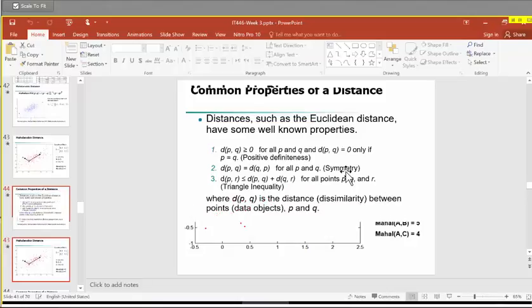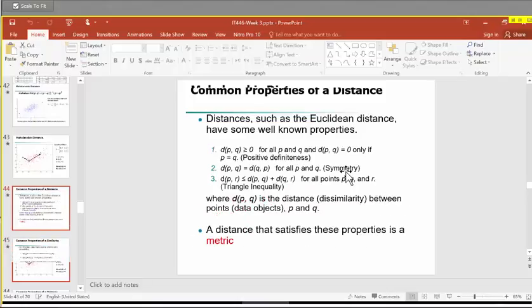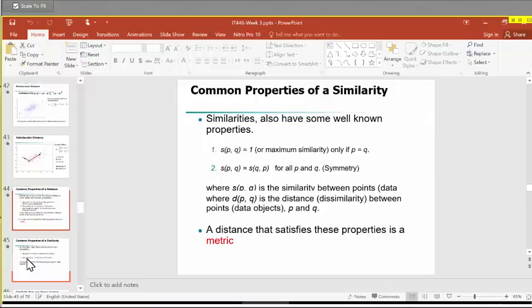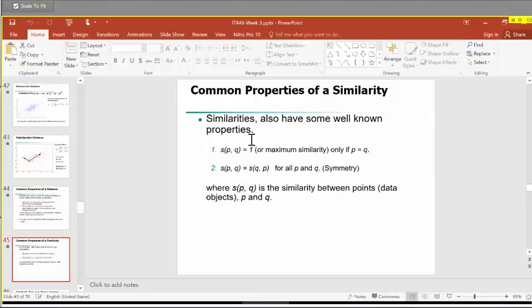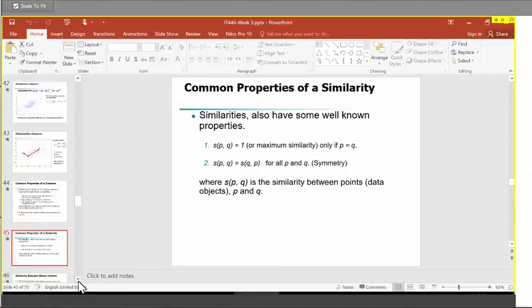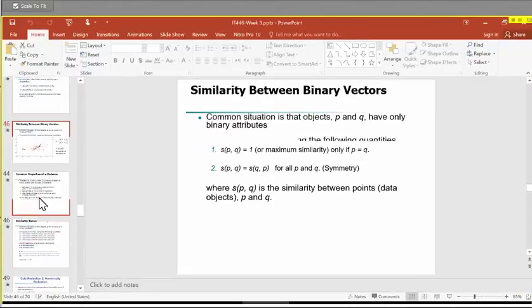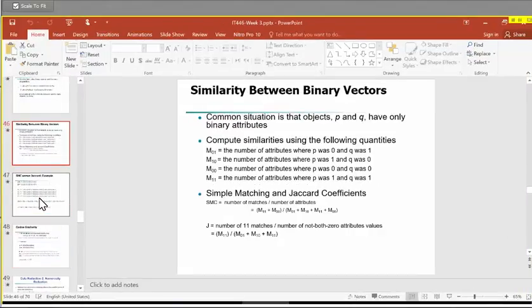So, common properties of a distance. Distances such as Euclidean distance have some very well-known properties, and these are given by these equations. You can go through these. Similarities also have some well-known properties, which are given by these equations. Then there is similarity between binary vectors. A common situation is that two objects P and Q have only binary attributes, and we can compute the similarities using the following quantities, and these can be seen from these expressions.